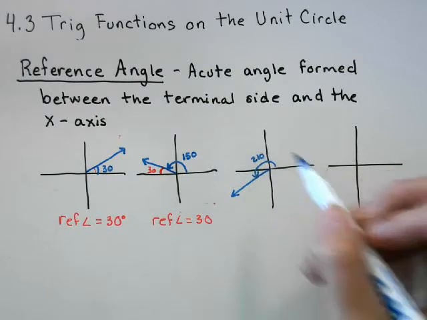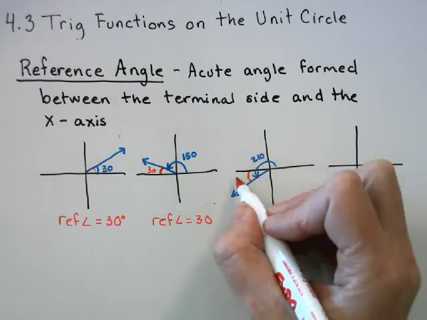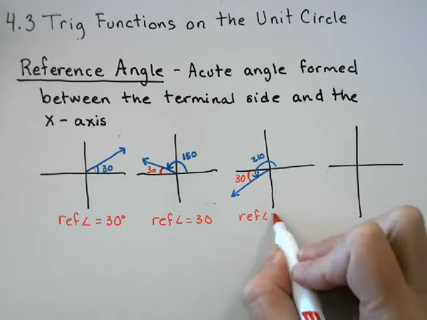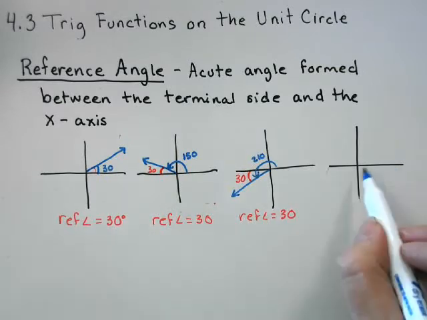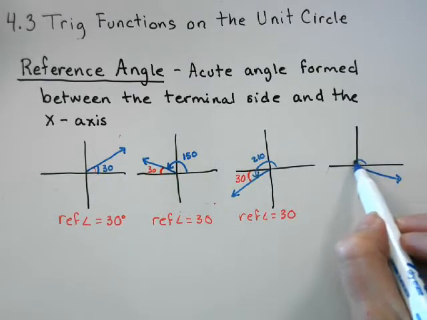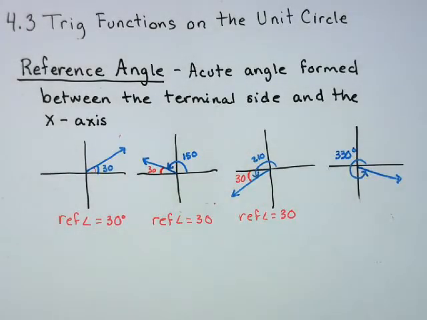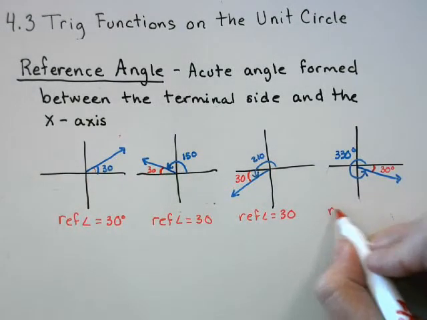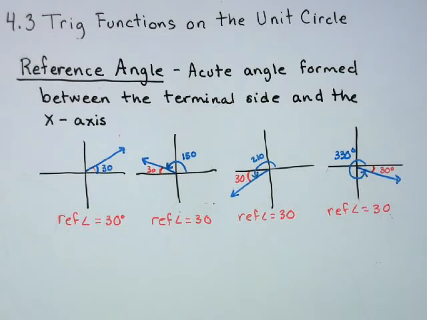This angle is going to be 210. The reference angle, if this is 210, that angle is going to be 30. It's 30 degrees more than 180. So my reference angle is again 30. Okay, thinking about my pattern here, my last one, this angle right here is going to be 330 degrees. So this angle is also going to be 30, which means that our last reference angle is 30 degrees.